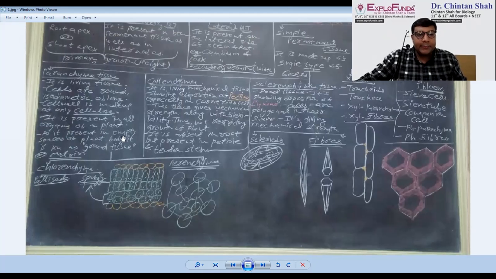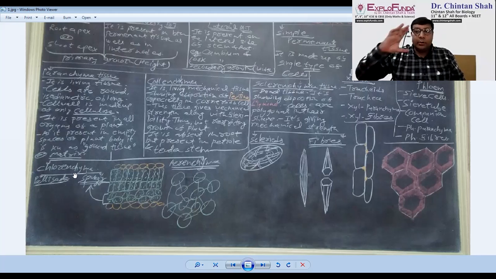As it is present in the empty spaces of the plant body, it is also known as ground tissue or matrix. So if someone asks which simple tissue is omnipresent, meaning present everywhere, just like bacteria, that is the parenchyma tissue. The parenchyma tissue can be subdivided into chlorenchyma and aerenchyma. Let me first show you about the chlorenchyma.